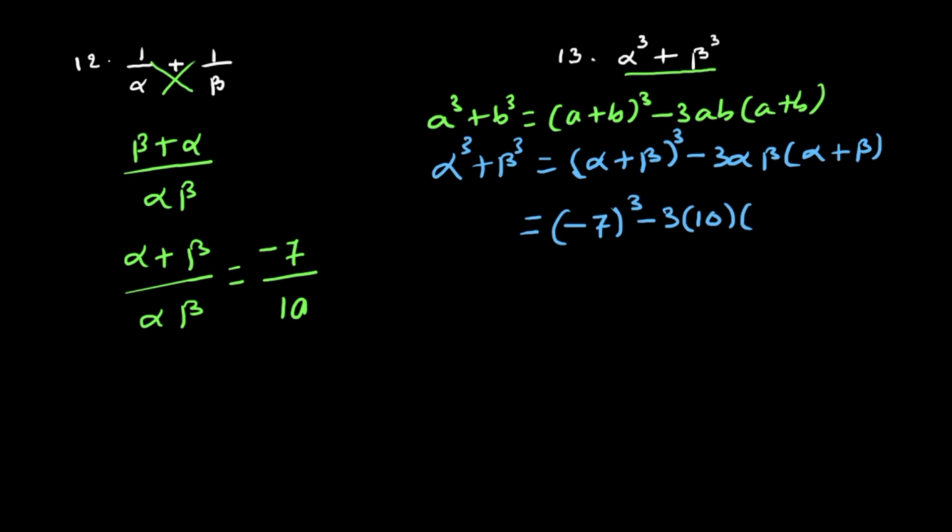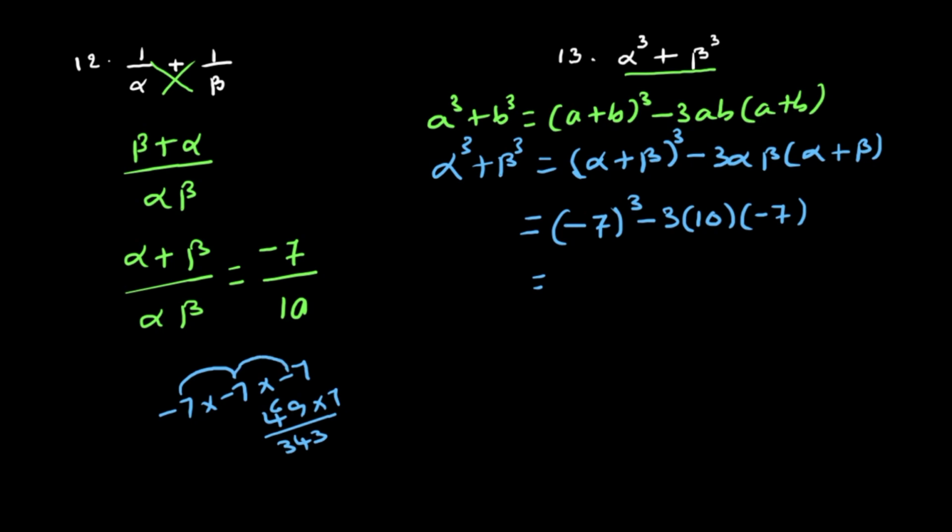Again alpha plus beta is minus 7. So minus 7 cube means you have to multiply minus 7 three times. Minus 7 into minus 7 into minus 7. Minus 7 into minus 7 is plus 49, 7 7s are 49, right? 49 into 7 again. 7 9s are 63, 7 4s are 28 plus 6, 34. So 343. Plus into minus is minus.